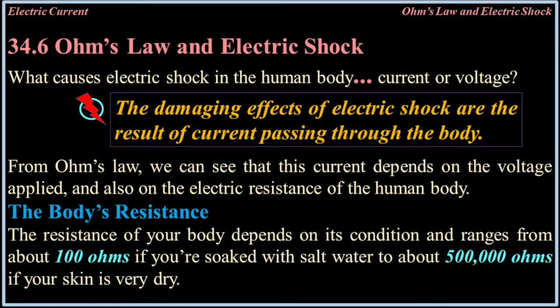34.6 Ohm's law and electric shock. What causes electric shock in the human body, current or voltage? The damaging effects of electric shock are the result of current passing through the body. From Ohm's law, we can see that this current depends on the voltage applied and also on the electric resistance of the human body. The body's resistance. The resistance of your body depends on its condition and ranges from about 100 ohms if you're soaked with salt water to about 500,000 ohms if your skin is very dry.